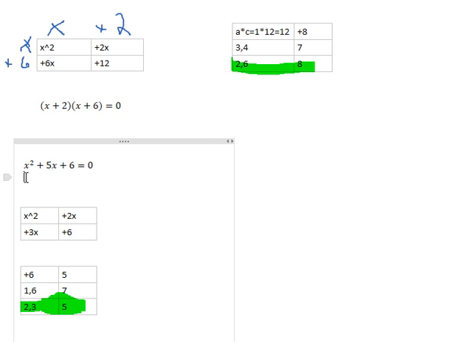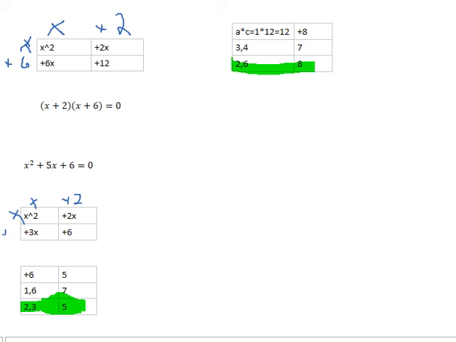Now this one, just by the very nature of the numbers that I picked, you can see across the top that we're missing an x and an x. If we go straight across, we get a plus 2 and a plus 3.